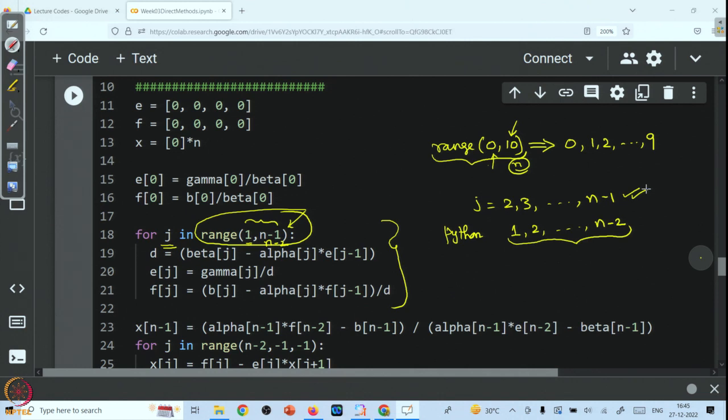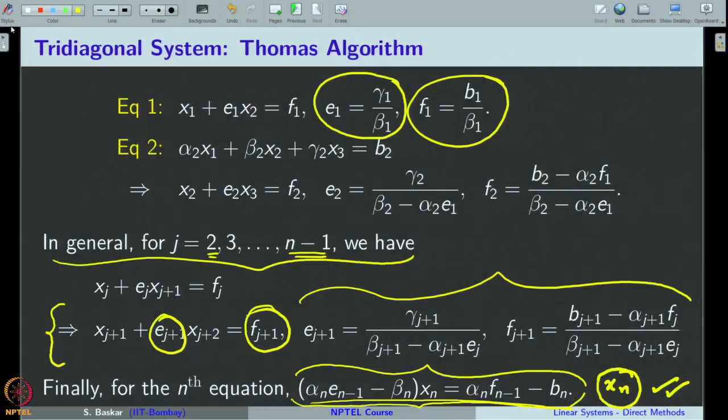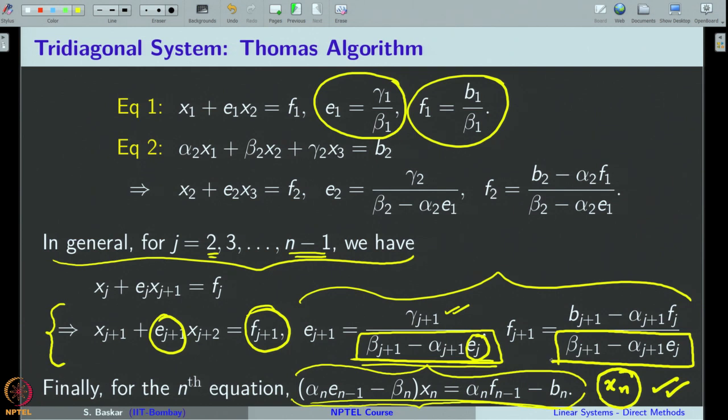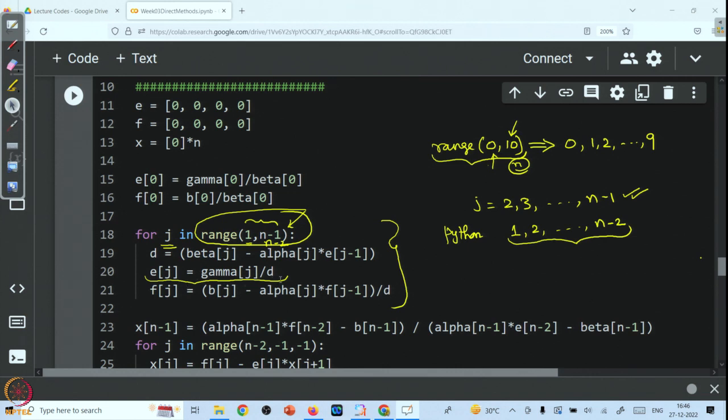That is what precisely we want in our method, and I am just going to define Ej as, if you recall, the expression for Ej plus 1: gamma j plus 1 divided by beta j plus 1 minus alpha j plus 1 into Ej. And a clever observation is that the denominator in Ej plus 1 is the same as the denominator in Fj plus 1 also. Therefore, instead of defining Ej and Fj with the denominator calculated separately each time, you can just calculate the denominator once, store it in the variable d, and then use it here as well as in the denominator of f.